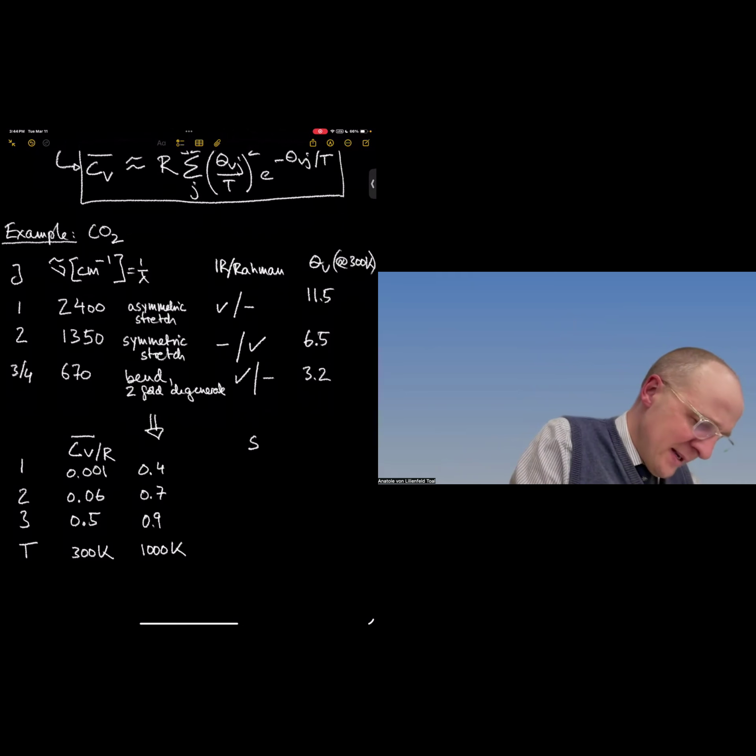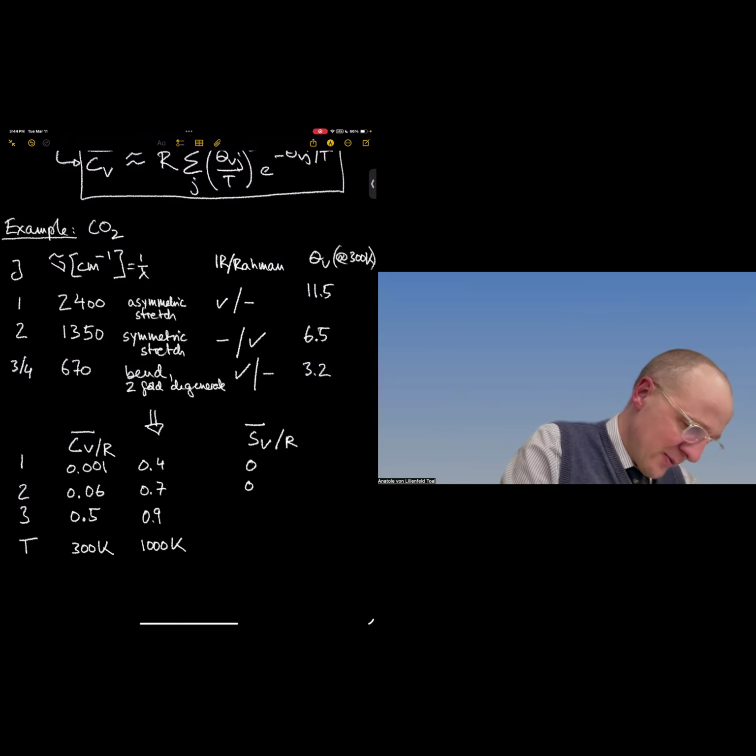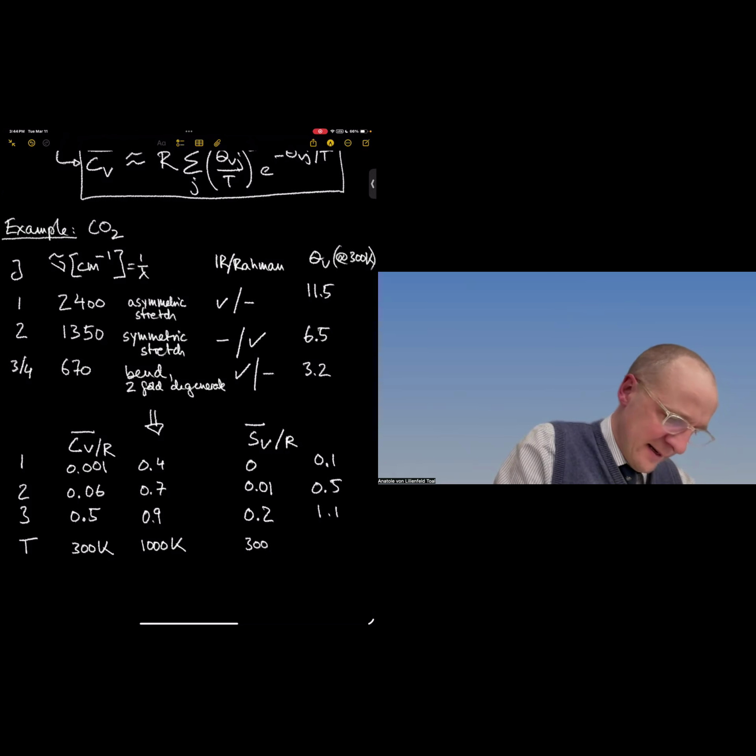For the entropy in units of the ideal gas constant, you find 0 for the top one, 0.01 for the second one, and 0.2 for the third, or again 0.1, 0.5, or 1.1 at 300 Kelvin or 1000 Kelvin. Okay.